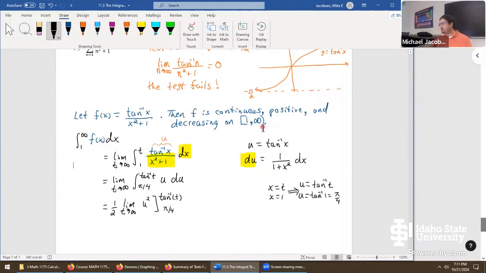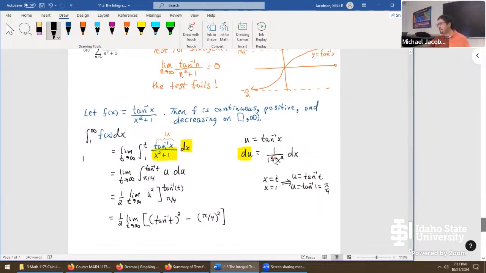And scroll a little bit. Now it turns into 1/2, limit as t goes to infinity. Let's put a big bracket here. First evaluation is tangent inverse t squared. Minus second evaluation, we're plugging in pi over 4 into that location. So minus pi over 4 squared. We still have to resolve this limit, but that's the picture for it right up here.